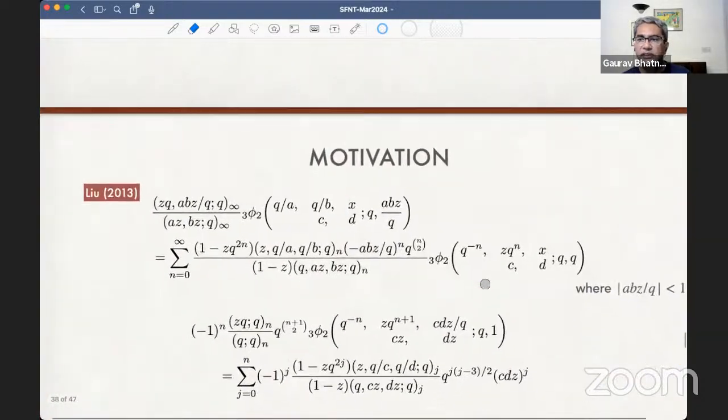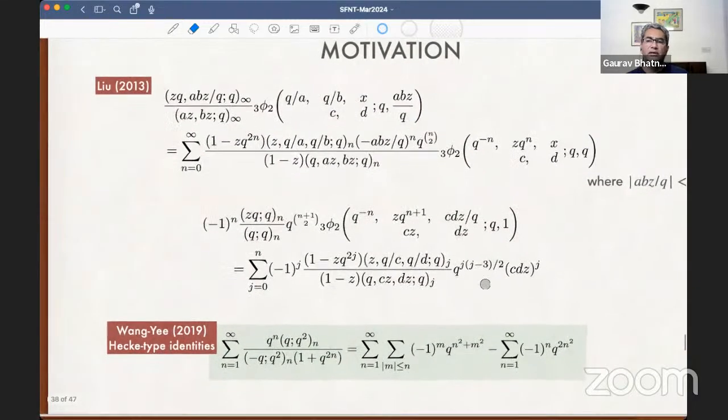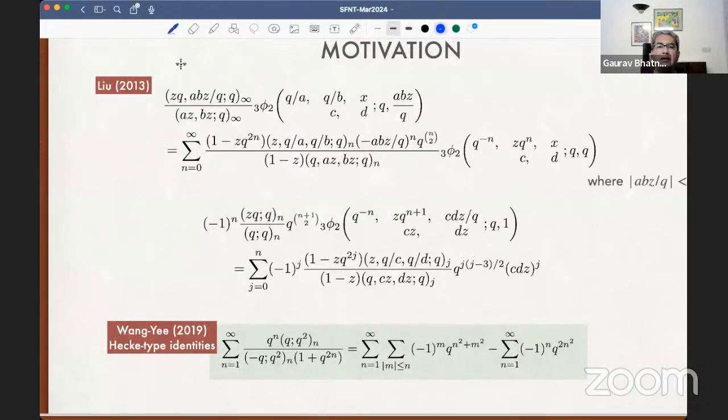So the motivation for this work comes from some work of many authors actually. Where we noticed it was that many people, such as Wang and Yi, so this is Likuan Wang and Eja Yi, found some Hecke type identities. This is a Hecke series, and this looks like a theta function, and there are some more theta type functions. These identities they found using work of Liu.